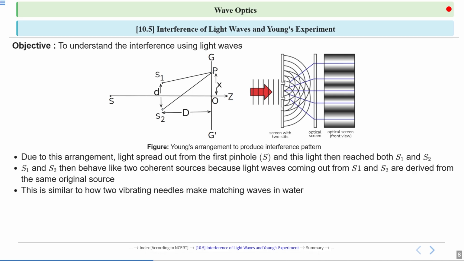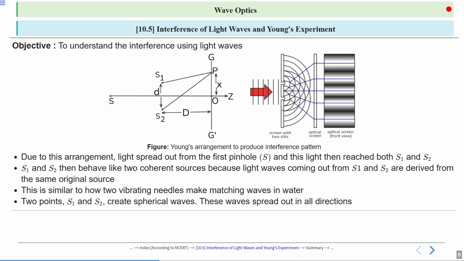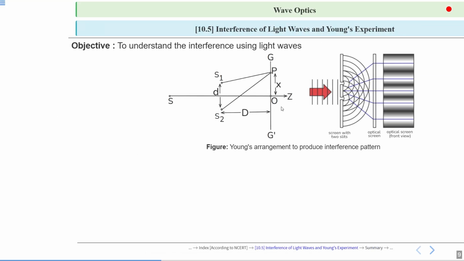Just as those waves can interfere with each other, so too can light waves from coherent sources. So light waves from coherent sources will interfere with each other. This analogy helps us visualize the wave nature of light. Finally, consider how S1 and S2 create spherical waves that spread out in all directions. These waves overlap and interfere, leading to the characteristic pattern of light and dark bands. This is a key takeaway in understanding wave optics and interference.